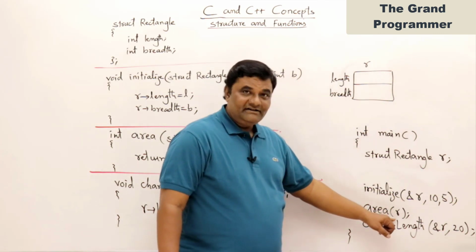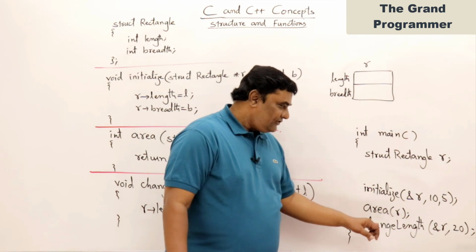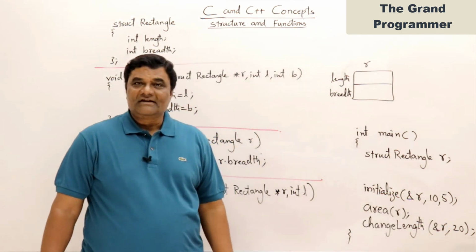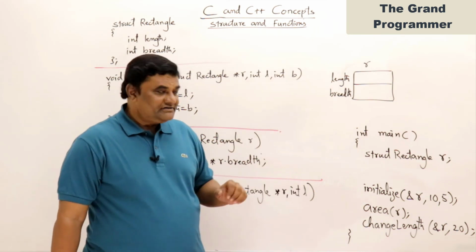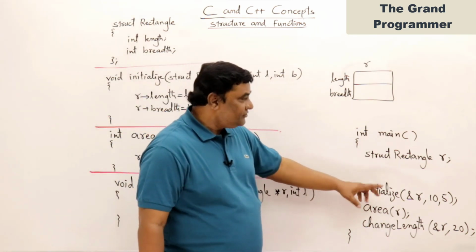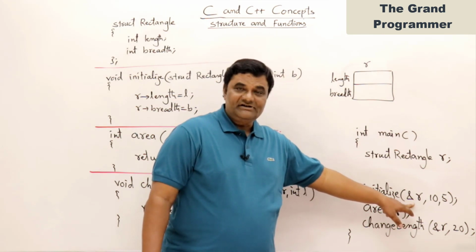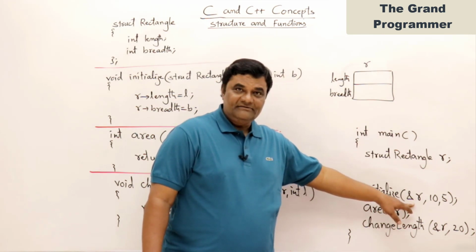And this is for calculating the area of a rectangle. This is for changing the length of a rectangle to 20. Now if you observe, this initialize function should modify this one, so the function must be called by address. So I am sending the ampersand address of a rectangle.